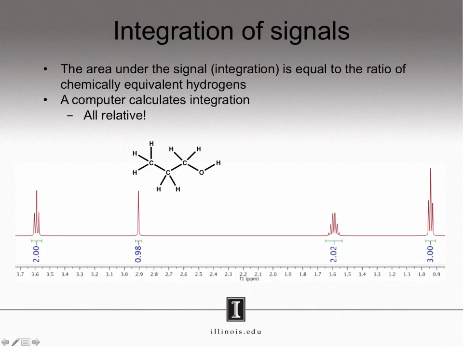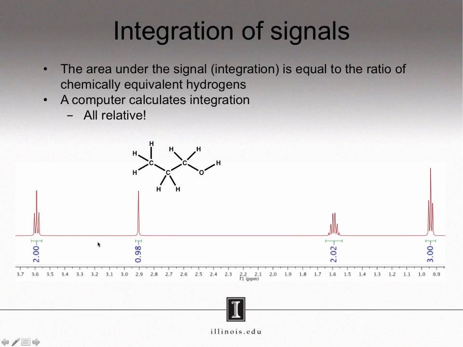Recall that each signal in a proton NMR spectrum results from one set of equivalent protons. What integration, or in other words, the area underneath each of these signals, tells us is the number of chemically equivalent protons that belong to that set. For example, let us look on the left side of this NMR spectrum here. I have this signal, which corresponds to one set of equivalent protons. This number underneath that signal is the integration. What this tells me is that there are 2 protons that belong to this particular set.